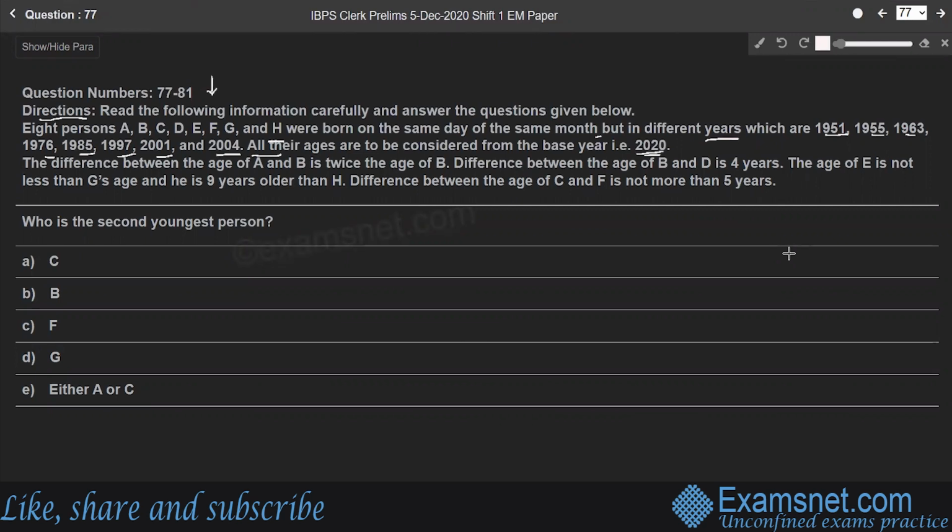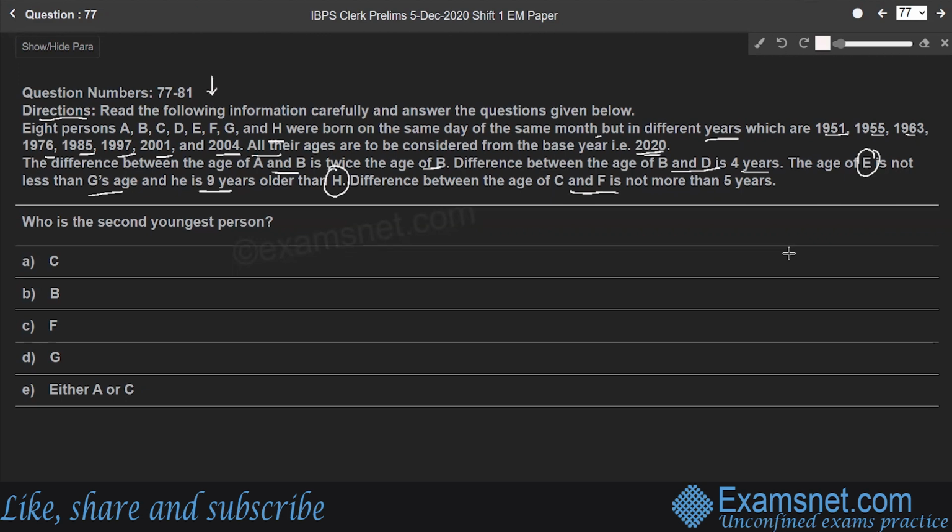The difference between the age of A and B is twice the age of B. Difference between the age of B and D is 4 years. The age of E is not less than G's age and he is 9 years older than H. So that is, E is 9 years older than H. Difference between the age of C and F is not more than 5 years.